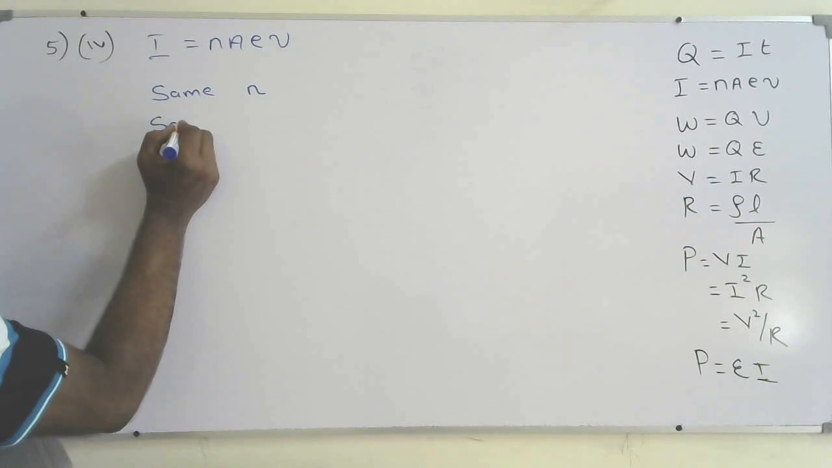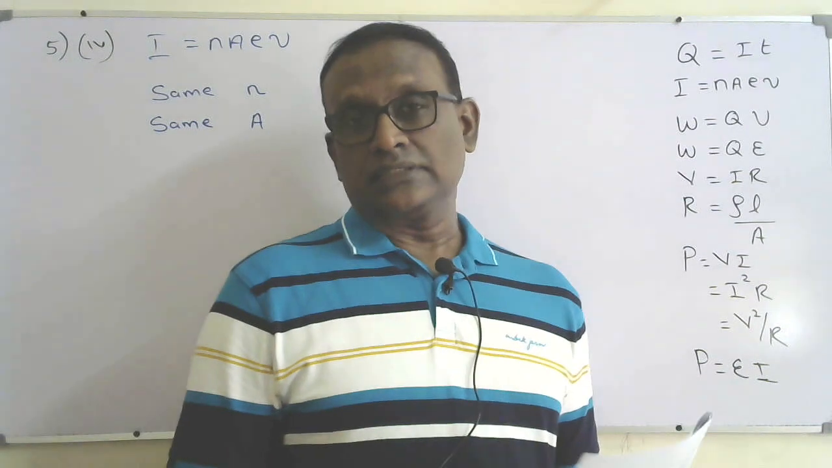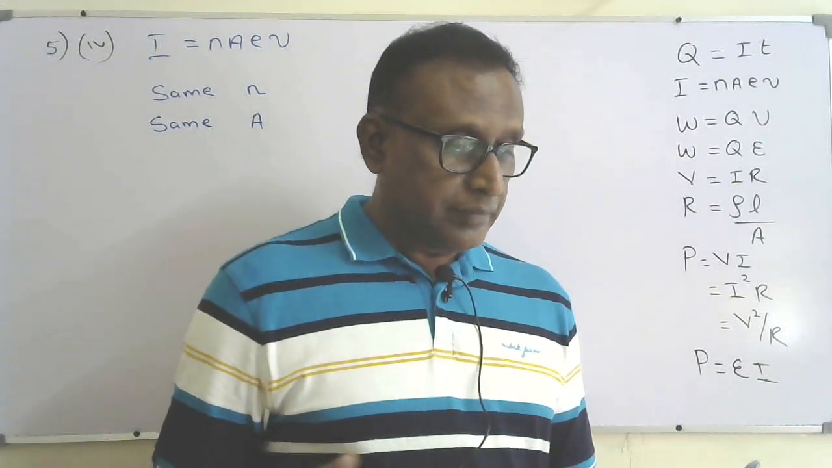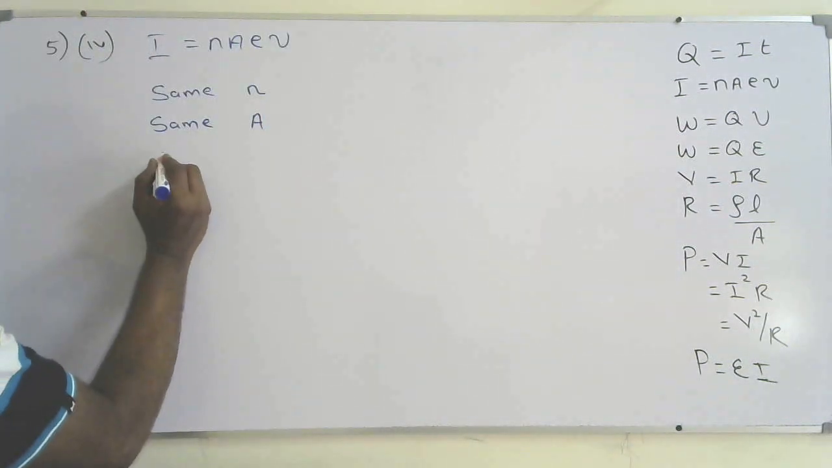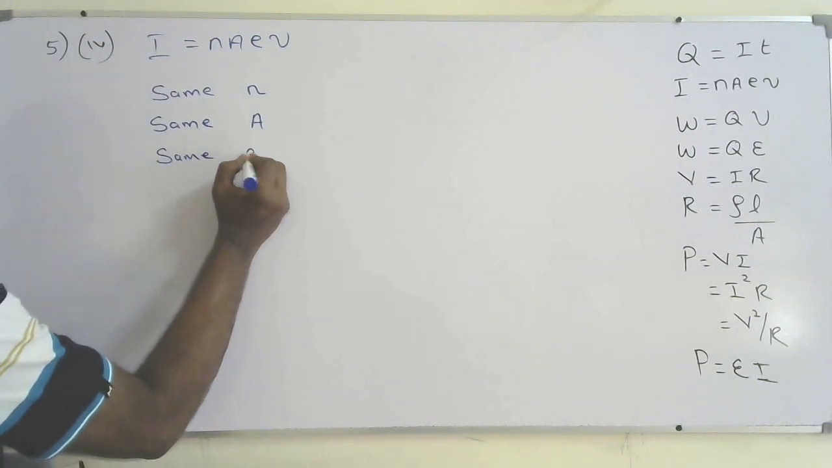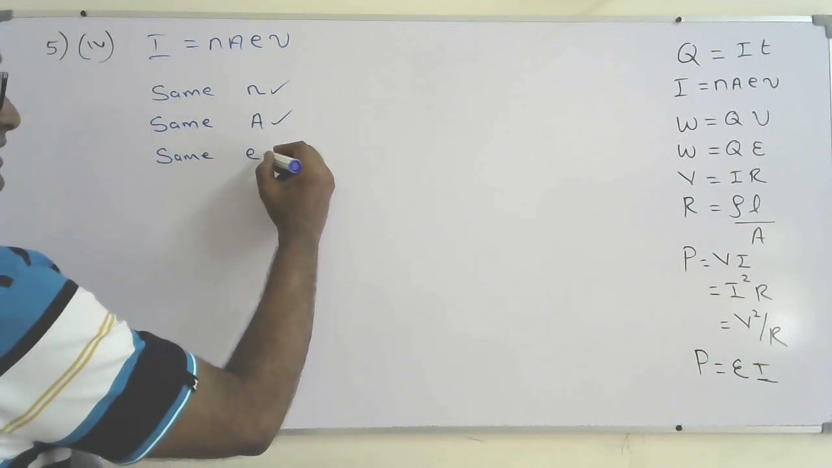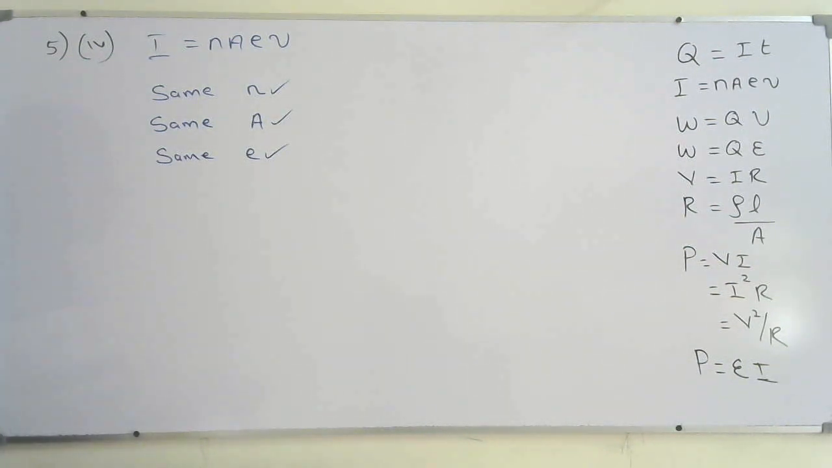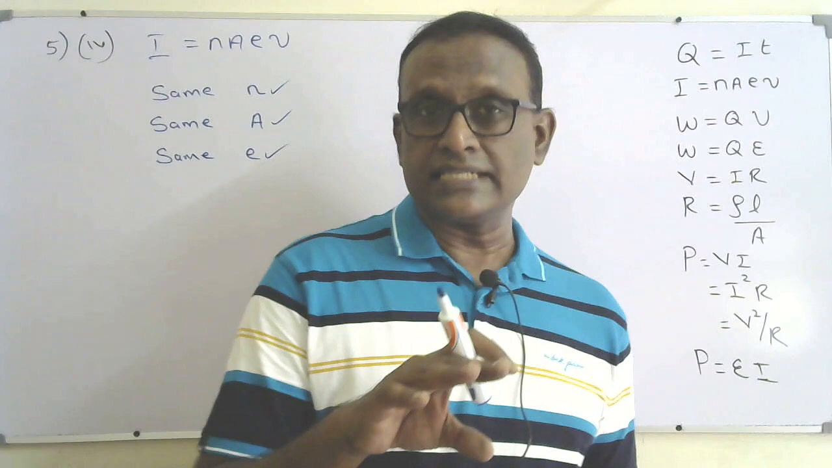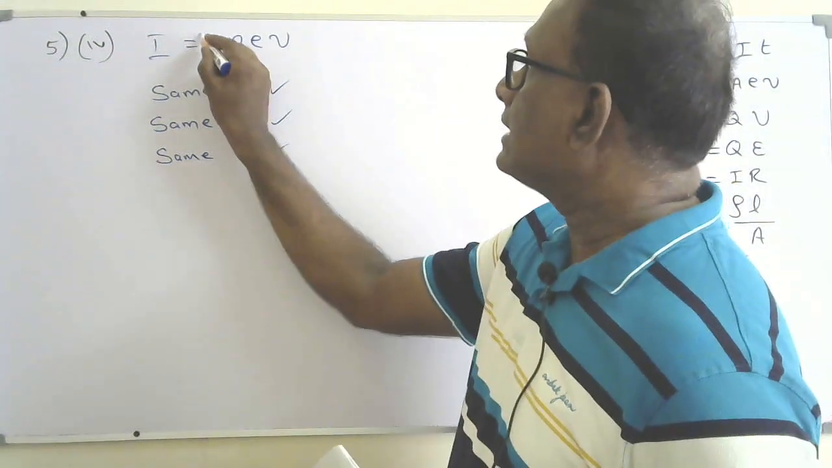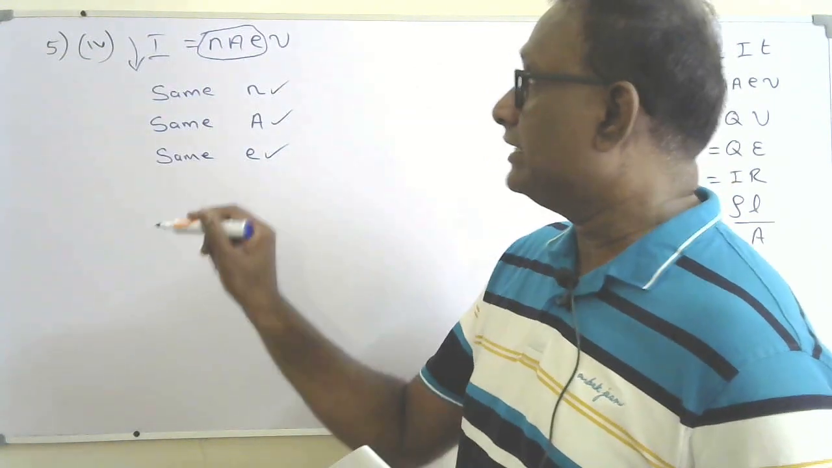Both have the same cross-sectional area because both have the same dimension, that is mentioned in the third part. So both have the same dimension, that means both have the same area of cross section. n is the charge carrier density, so same n. e is the charge of an electron, that is also the same. But the current flow in the second wire is lower. So all these three are the same for both wires, but the current flow is lower for the second wire.